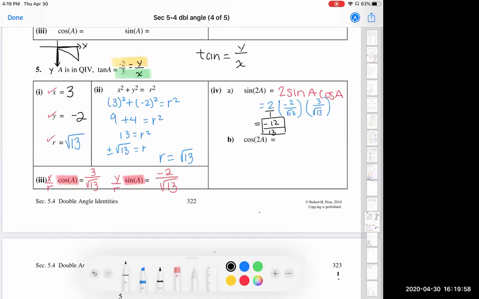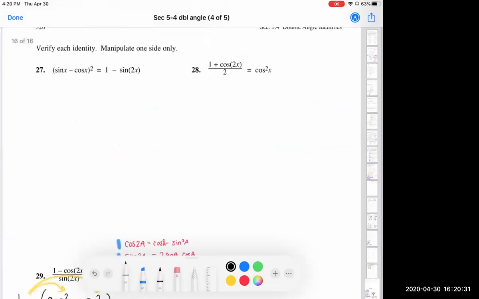Now cosine of 2A, we have 3 different options for a cosine double angle identity. Pick whichever one you'd like. I'll use cosine squared A minus sine squared A. All right, I know what cosine A is and I know what sine is. Let's replace it with a square. So cosine of A is 3 over square root of 13 squared minus sine squared A. Sine is what?